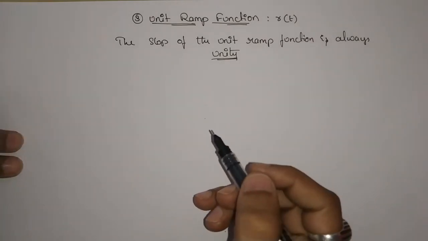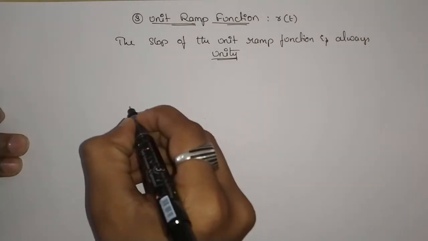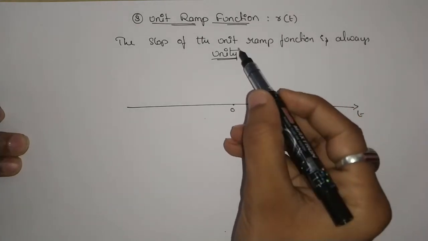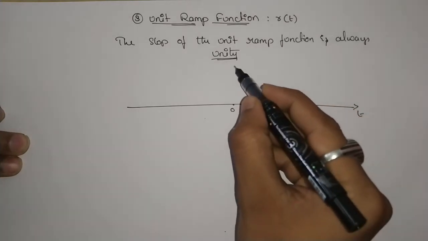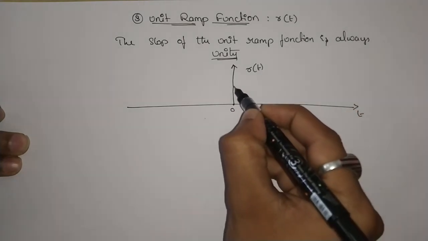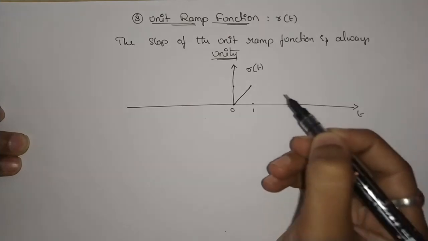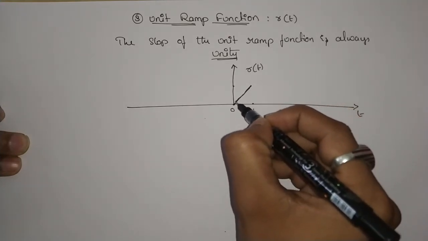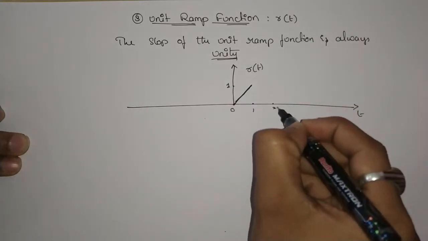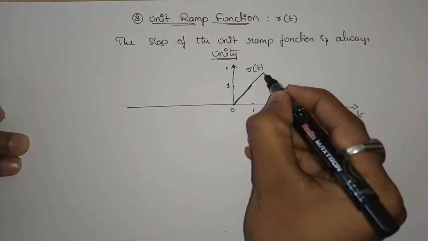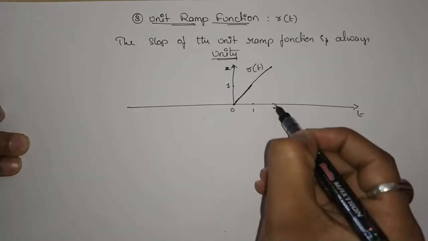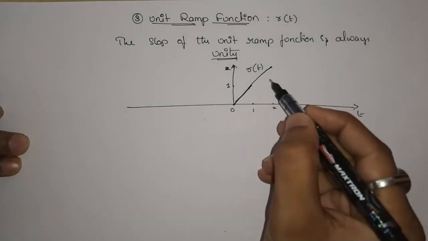Graphical representation of a unit ramp function can be done like this. As I said, the slope of the unit ramp function should be unity, which means at t is equal to 1, the amplitude will be 1. Okay, it's a unit ramp function, it keeps on increasing. At t is equal to 1, the amplitude is 1, and at t is equal to 2, the amplitude will be 2. This will be the unit ramp function.